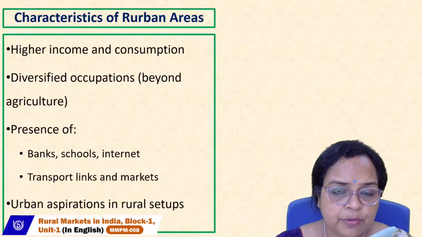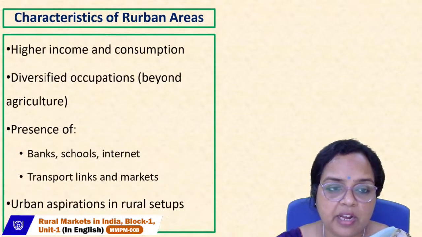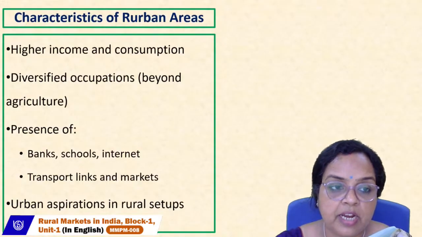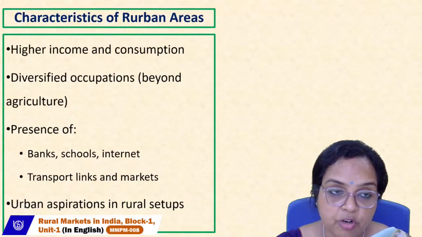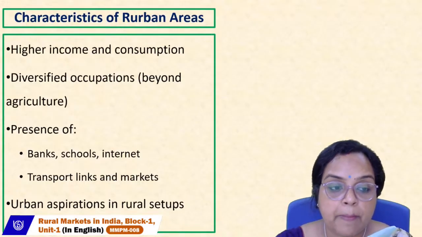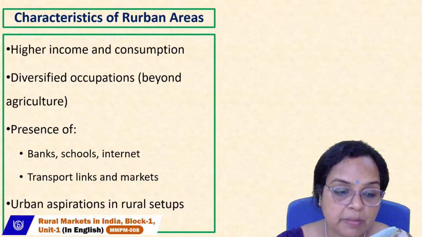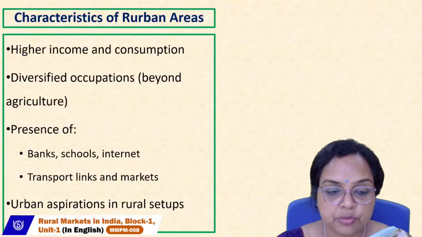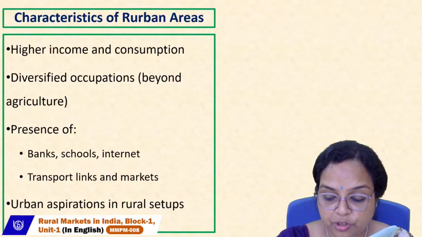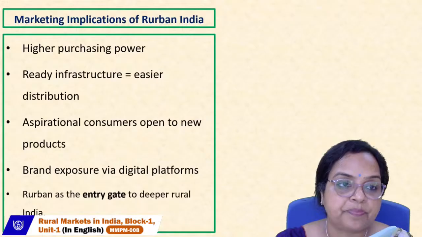What are the characteristics of Rurban areas? They have higher income and consumption rate, and diversified occupation, in the sense they have non-farming jobs also. There is presence of banks, schools, internet, transport links, and markets, and urban aspiration in a rural setup. The consumers are aspiring for more new products in their setup.